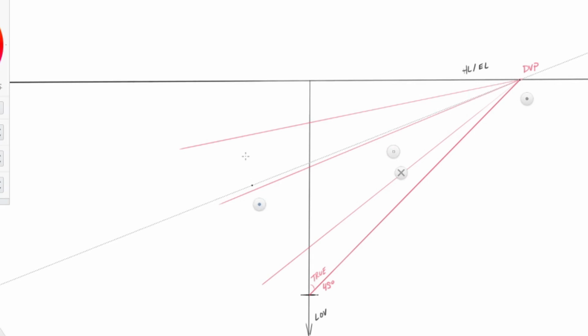They could be here, here, whatever, as long as they're within this range of the true 45 in between that and the eye level line. Okay, so now what are we going to do? Now what we're going to do is we've drawn this straight through. This is important that we've drawn this straight through because you're going to see within a second.